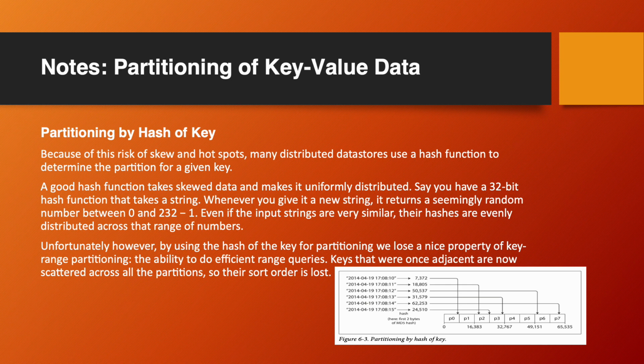of numbers. Unfortunately, however, by using the hash of the key for partitioning, we lose a nice property of key range partitioning, that is the ability to do efficient range queries. Keys that were once adjacent are now scattered across all partitions, so their sort order is lost.